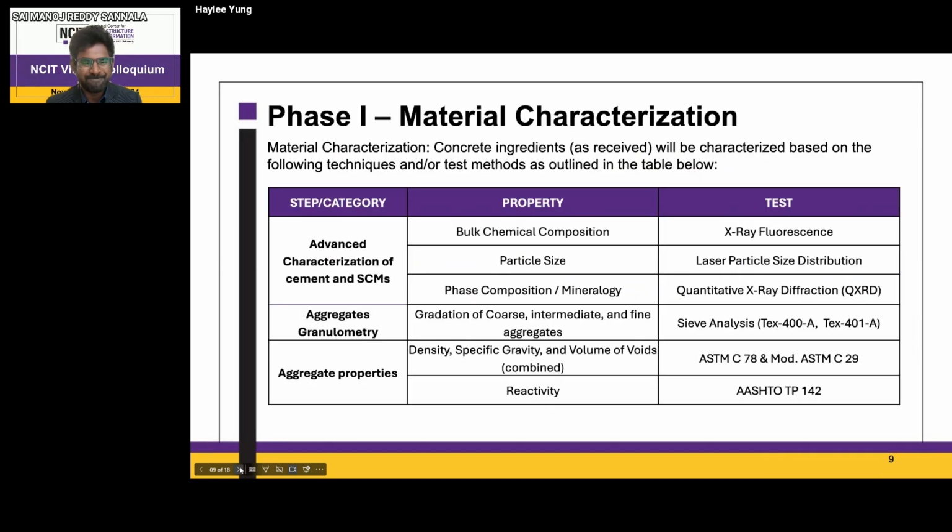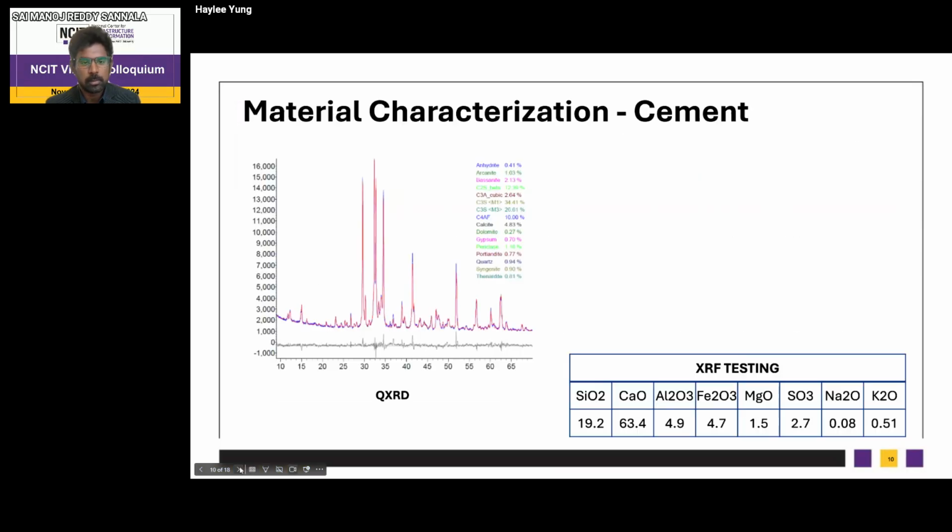Next slide. Material characterization involves the concrete ingredients, where cement and aggregate are tested for their mineral composition and physical properties like specific gravity, density, and gradation of size, to get the inputs for the laboratory procedures. These inputs also serve the predictive model to bridge the gap between the laboratory properties and the predicted model. Next slide.